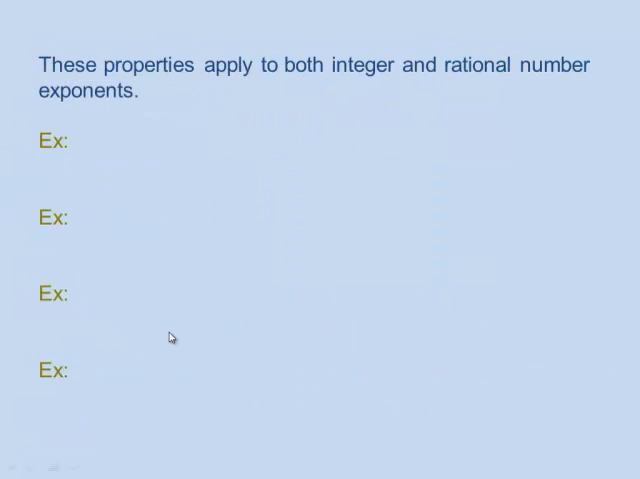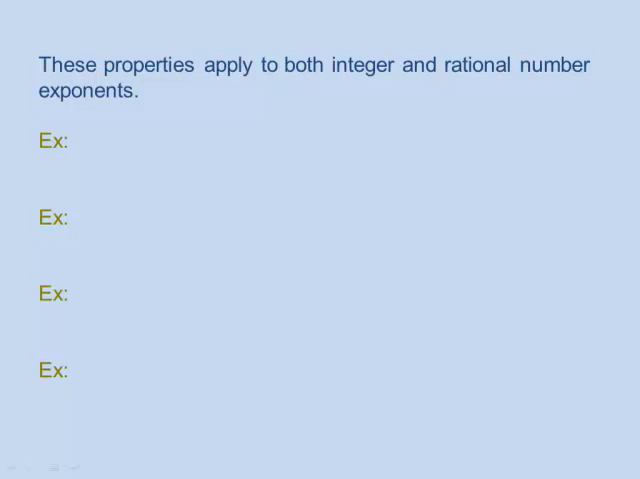All right, so these properties apply to both integer and rational, which remember is a fancy name for fraction, number exponents. So we're going to apply those properties that we just looked at and simplify the following examples.